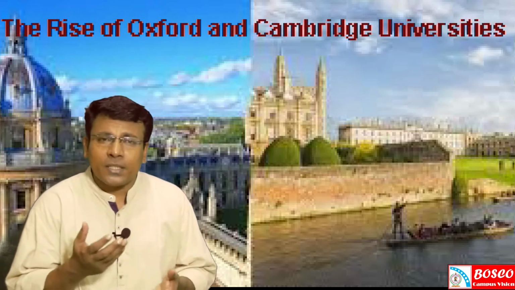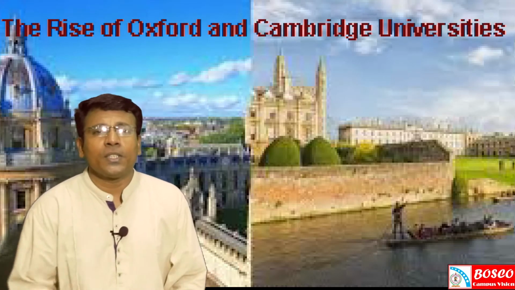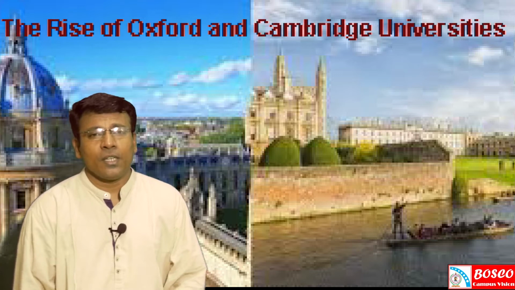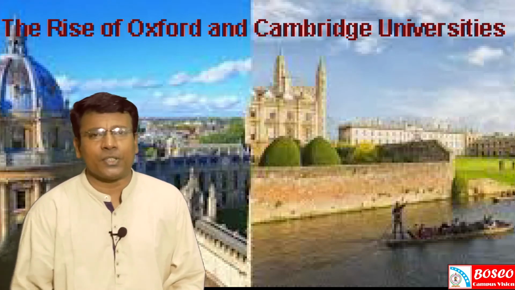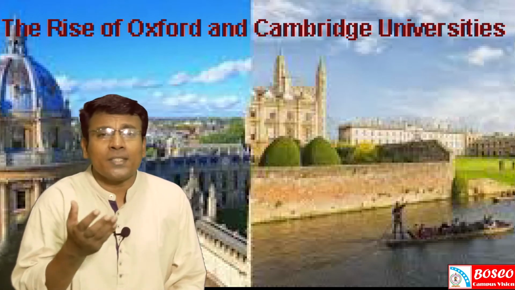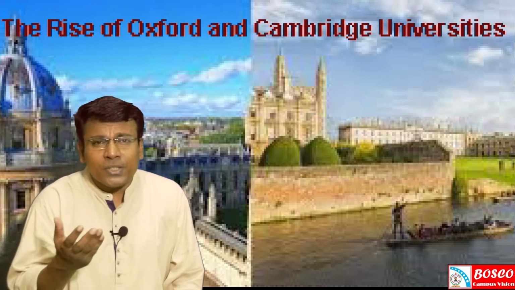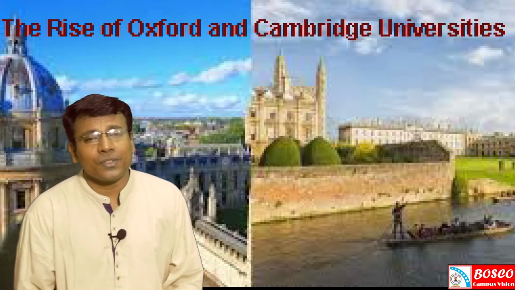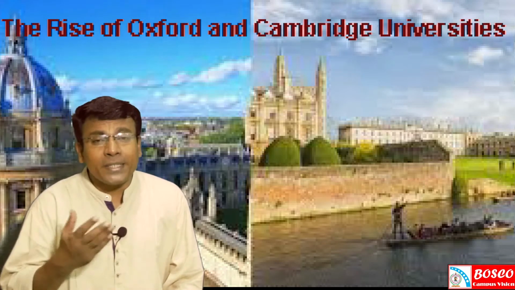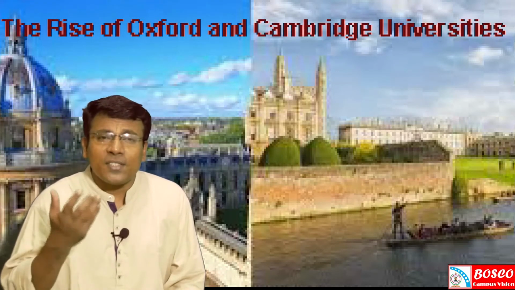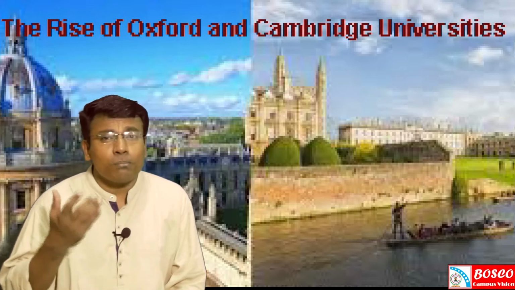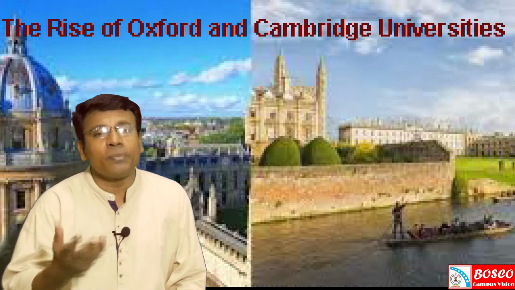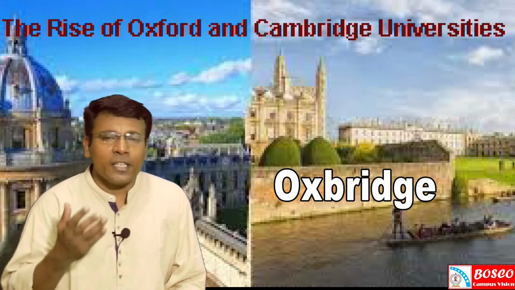And today we shall discuss a very short topic called the rise of Oxford and Cambridge universities. The universities of Oxford and Cambridge are the two oldest universities in England. Both of these universities were founded more than 800 years ago. These universities have produced Britain's most prominent people, scientists, writers, poets, politicians. And collectively, these two universities are known as Oxbridge, Ox of Oxford and Bridge of Cambridge.